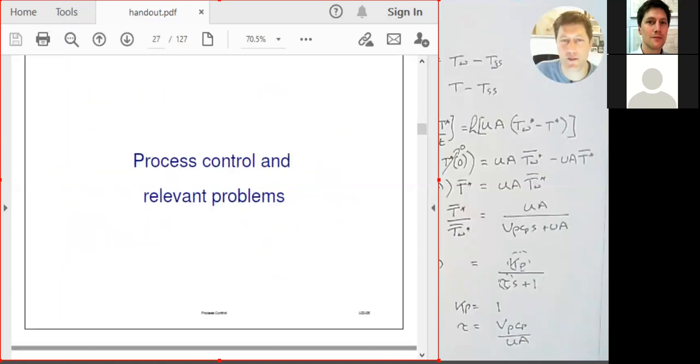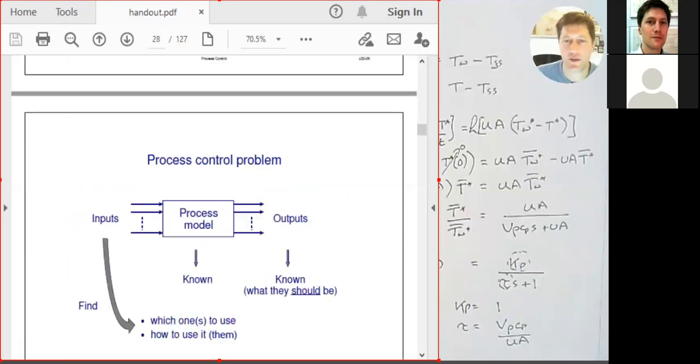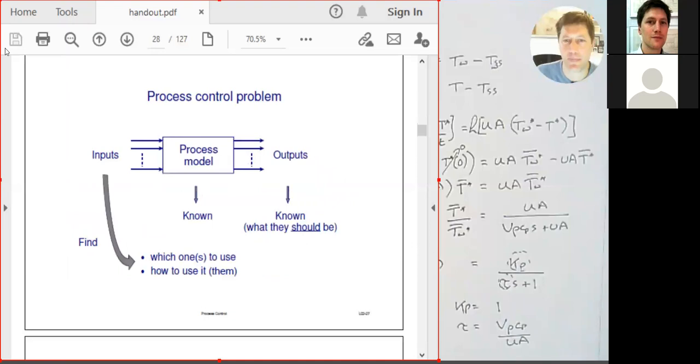So just to finish on, there are three types of problem, and it's helpful to identify what we're doing with process control, what we're aiming to achieve and what we're not aiming to achieve, and where those other aspects lie. So in process control, that's what we're doing here. We have our inputs, we have our process model, we have our outputs.